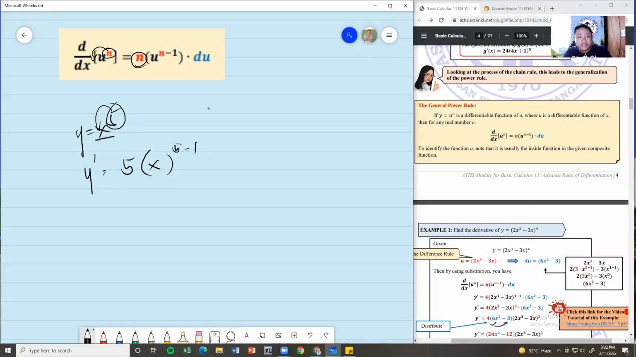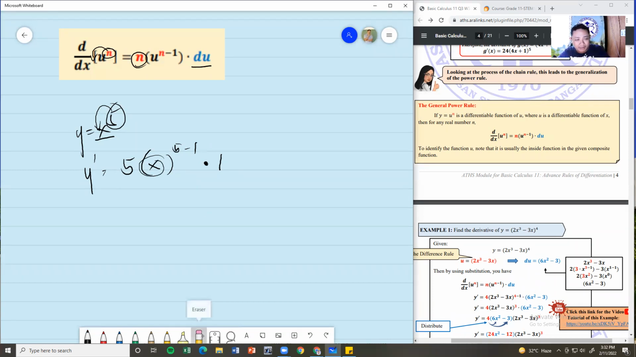Because after getting this process, the constant multiple rule process, we have to multiply it by du, the derivative of your x, which is, in this case, it's just 1. Kasi constant multiple lang to or power rule lang siya. But just like what I told you, this time, hindi lang x yung i-consider natin because it will already be a binomial, trinomial, or more terms.